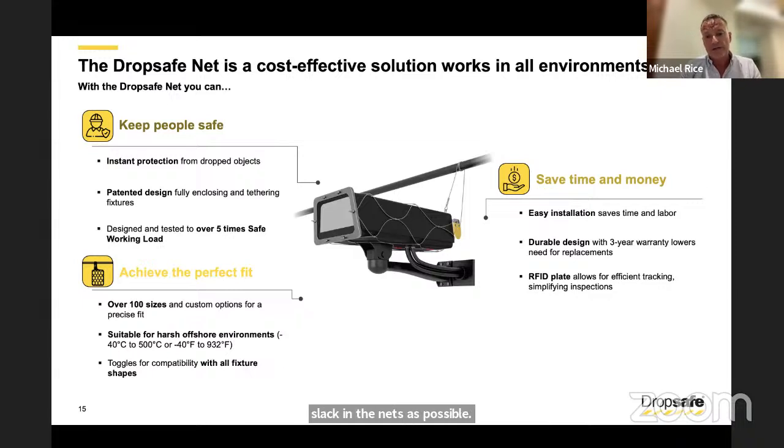We also have very unique nets for things like CCTV cameras that have specific brackets to prevent the net from obstructing the lens of the camera. And we also offer a wide range of nets for everything from self-retracting lifelines to pipe clamps, and even offer custom solutions if we don't have a net suitable for the fixture you have on site.